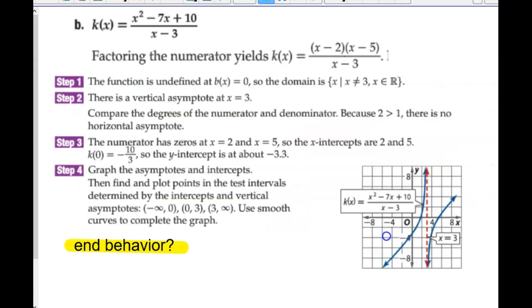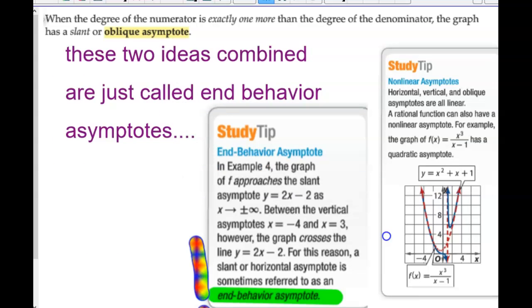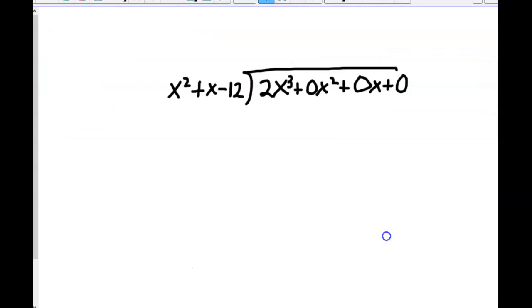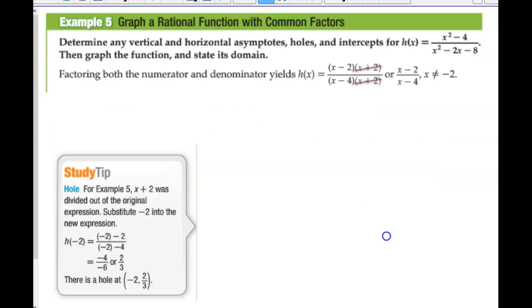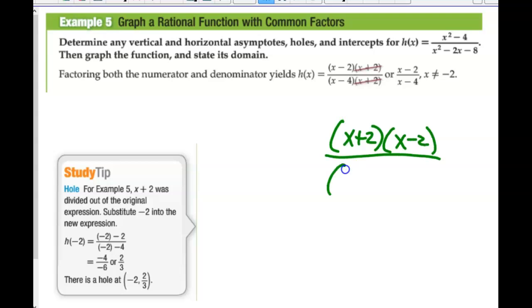Okay. I want to talk about a hole. We'll come back to oblique asymptotes tomorrow. There is a hole in a graph if you have a common factor top and bottom. For example, this question factors x plus 2, x minus 2, and the denominator factors x minus 4, x plus 2. The hole exists because there's a common factor top and bottom.